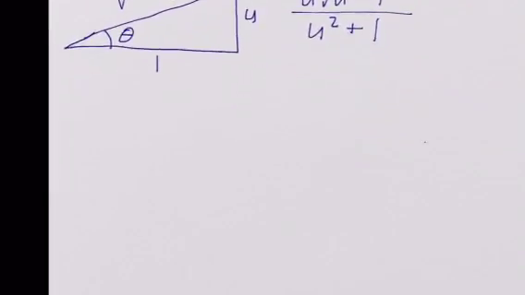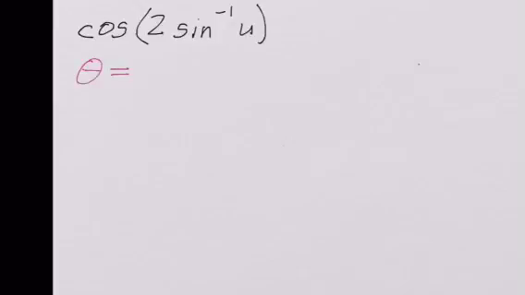The other one is actually a little bit easier. They'll give you something like cosine of 2 times the inverse sine of u. So again, we're going to use the trick we started the last problem with. We're going to let theta equal the inverse sine of u, which means the sine of theta is equal to u.